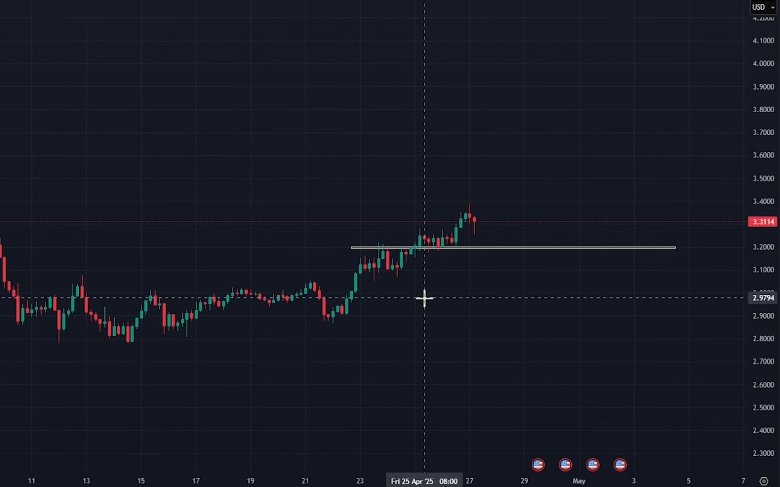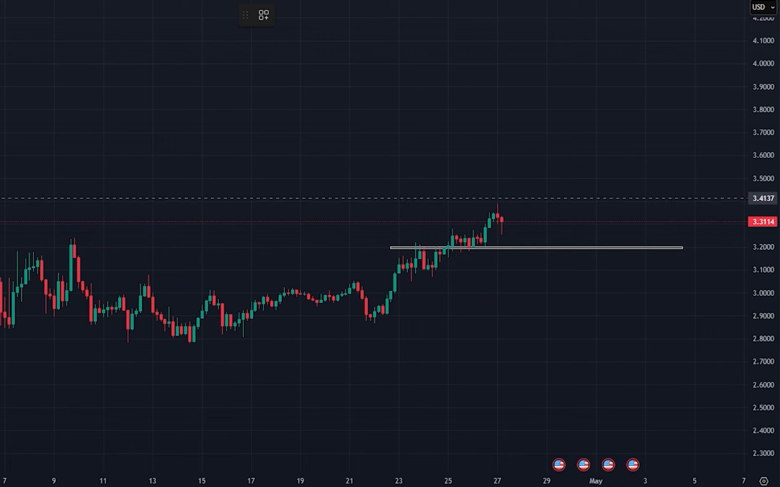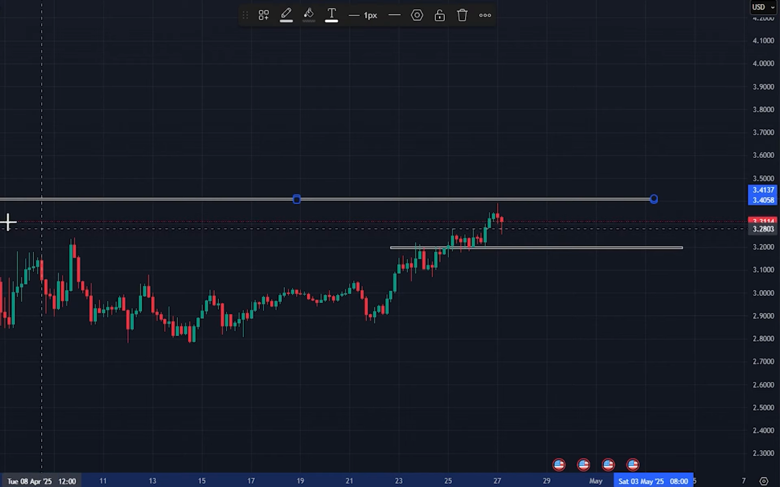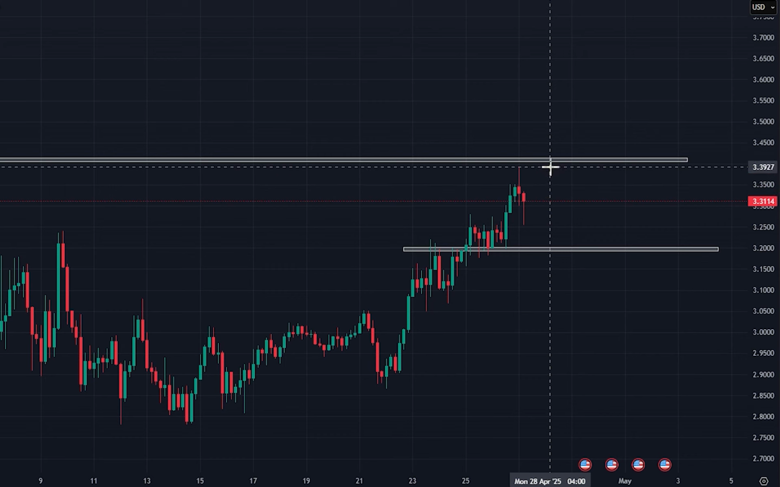Also, I might look to take a scalp short around $3.40, $3.41. We have had a rejection from just below that so far. No surprise, we've got some supply in this area. So on a lower time frame, this is my range now, $3.20 and $3.40.